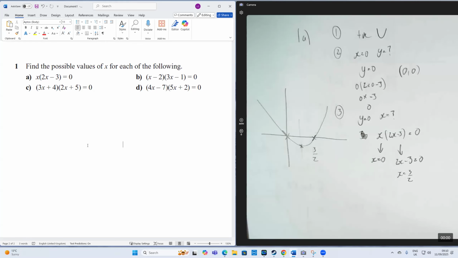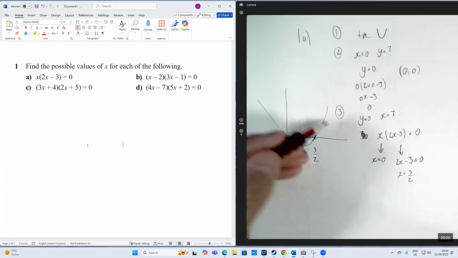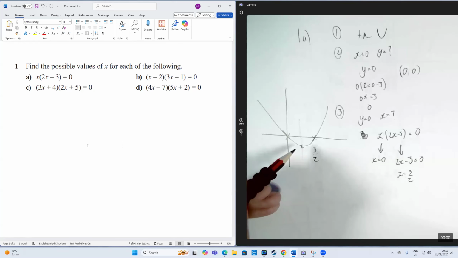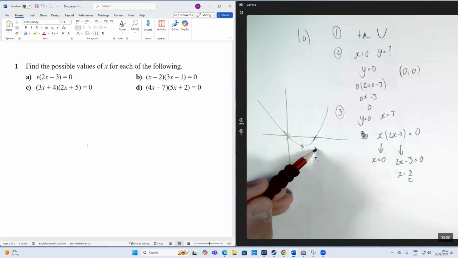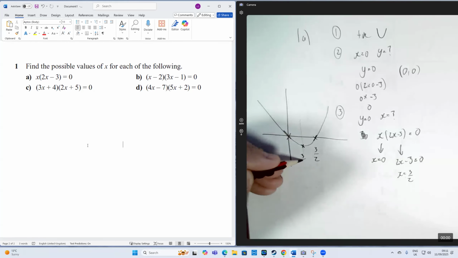So if a question asks you to sketch it, usually you only need to draw the shape and where it cuts the coordinate axes. It's not usually necessary to write down the coordinate of the turning point. However, if they do ask that specifically, say what's the coordinate of the turning point, you would need to complete the square, which we've got on a separate video, or you could just use a symmetrical argument and say, okay, if that's going to be 3 over 2, then this is going to be halfway along, and half of that is going to be 3 over 4.